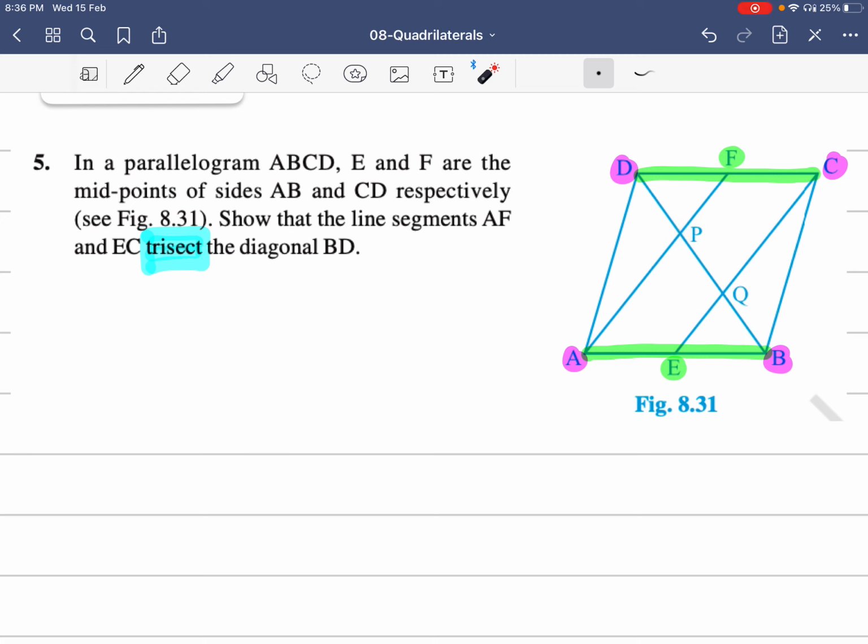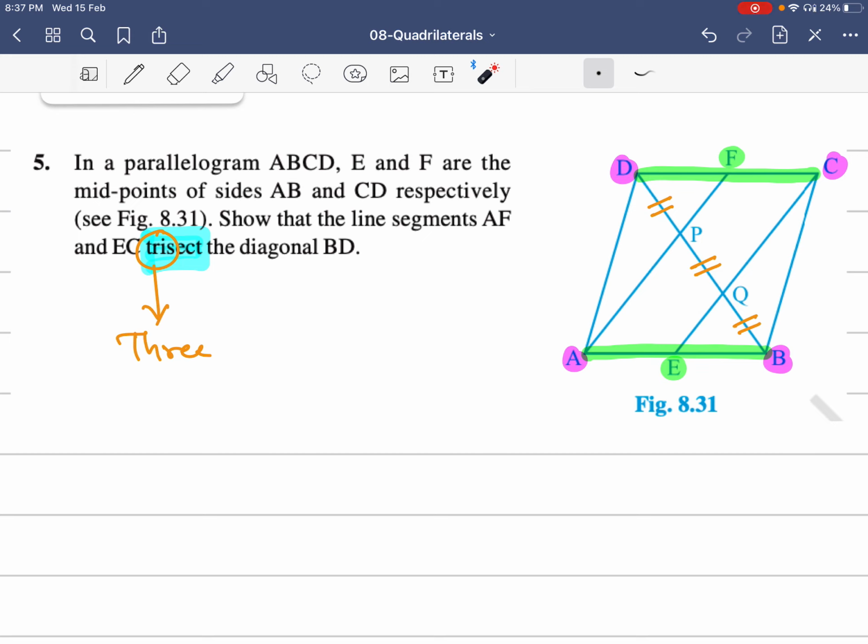Now what does trisection mean? It's similar to bisection. So basically DP is equal to PQ is equal to BQ. That is what trisection is. The line BD is divided into three equal parts and hence it is called trisection. The word tri means three. In bisection, bi means two, so a point divides a line into two equal parts, and we say that the point bisects the line. But here the line BD is getting trisected at two points P and Q. So DP is equal to PQ is equal to BQ.